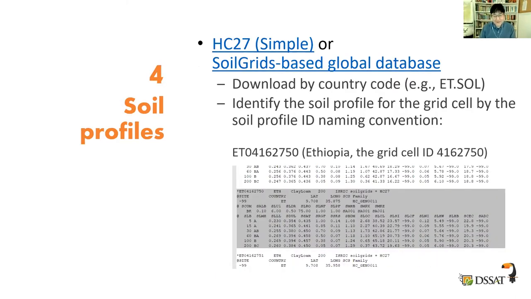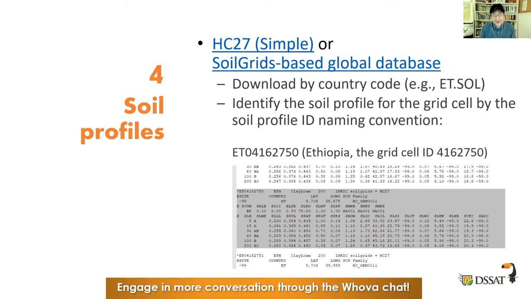Soil profile was another big hurdle that we had to go through. And we now have two solutions. One is called HC27. It's very simple, only 27 soil profiles that are representative of all different types of soil in the world. It's very approximated, simplified, stylized soil profiles, but it's also been widely used in many grid simulations.